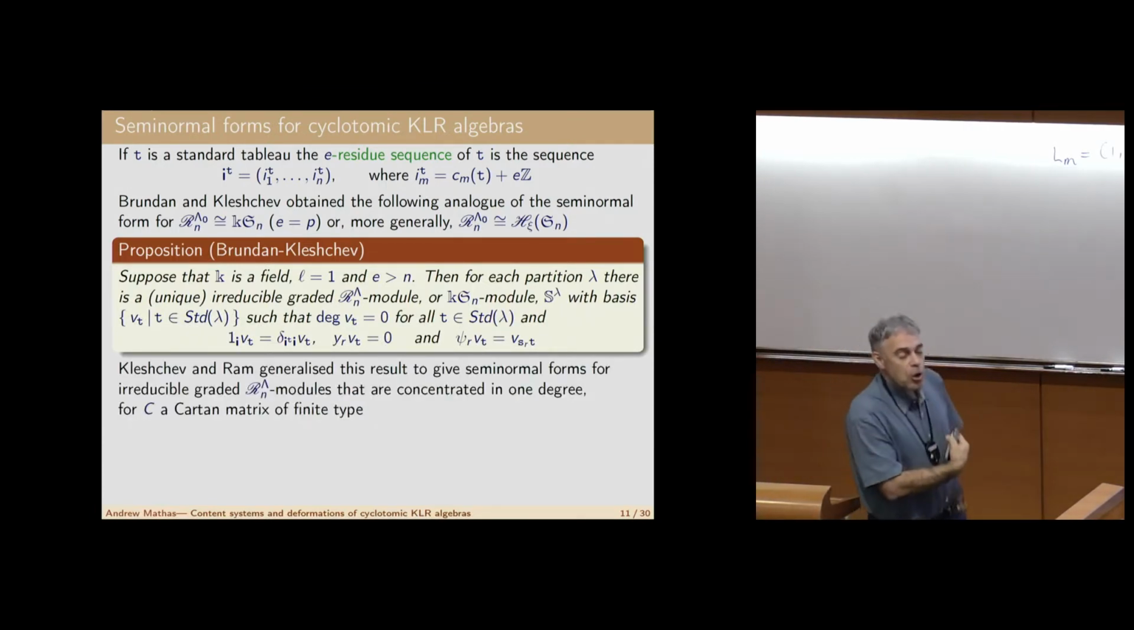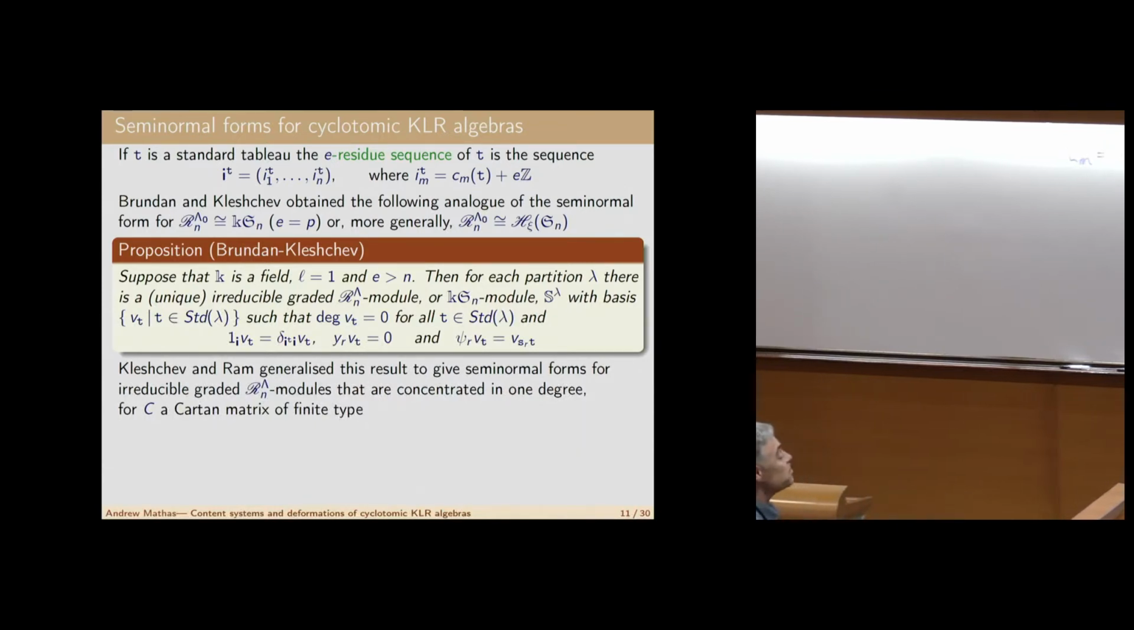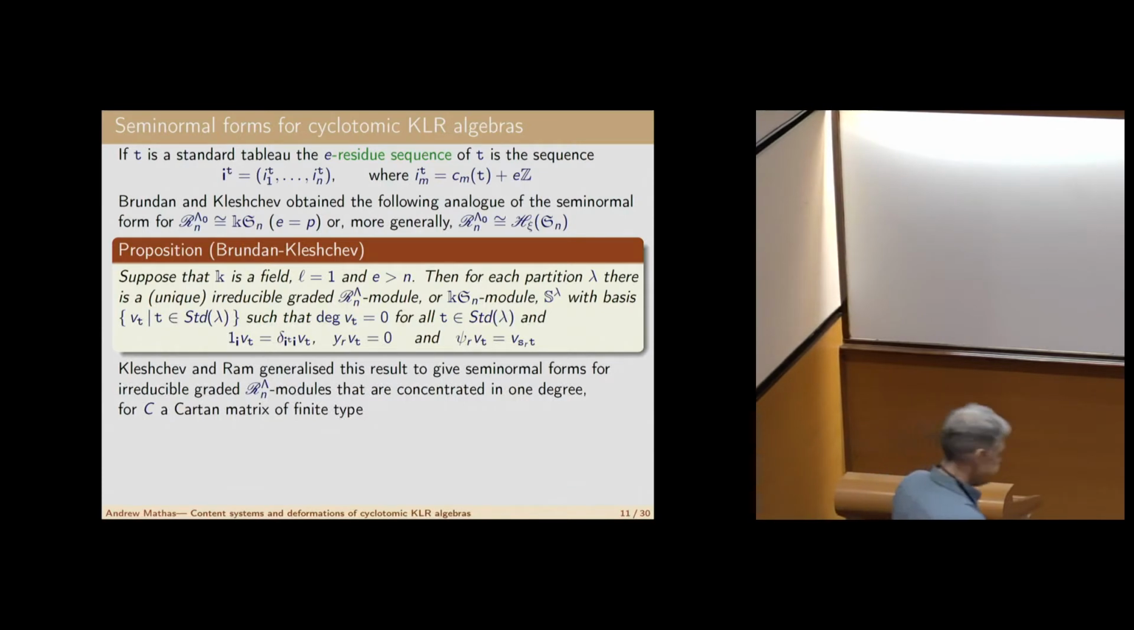So this picture holds more generally. Kleshchev and Ram classified irreducible homogeneous representations of simply laced KLRs, and they have a similar sort of semi-normal form with a diagram combinatorics built on top of the Dynkin diagrams. Okay.